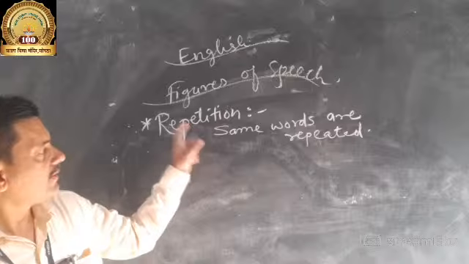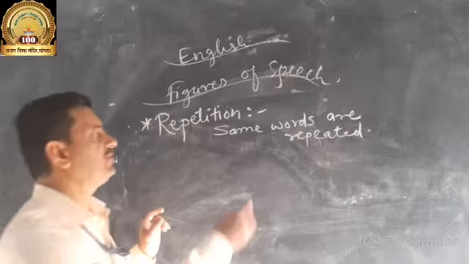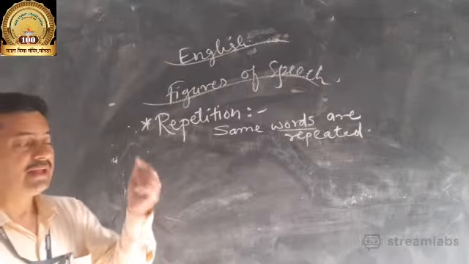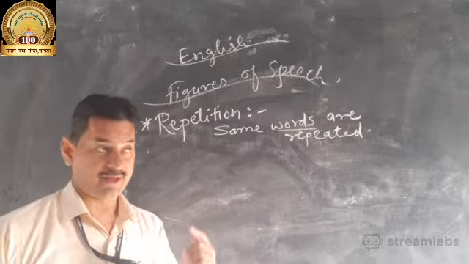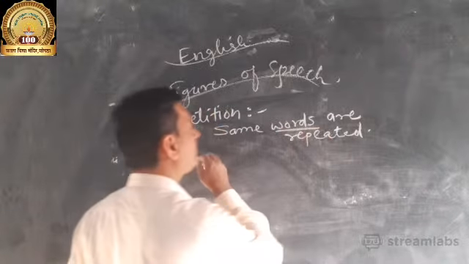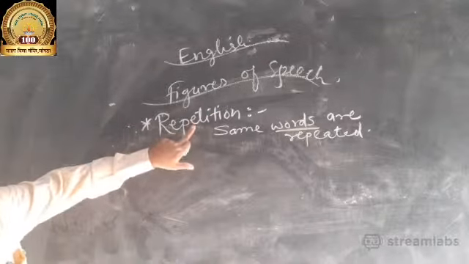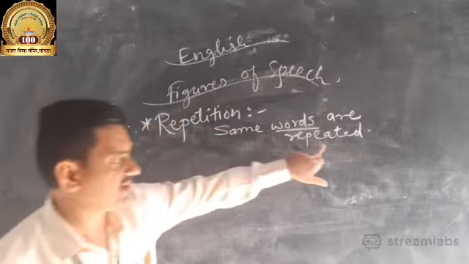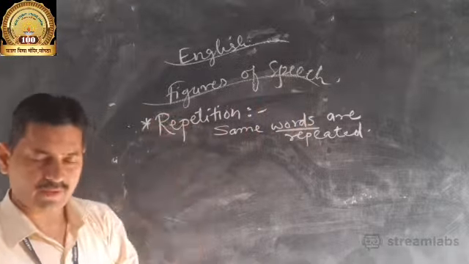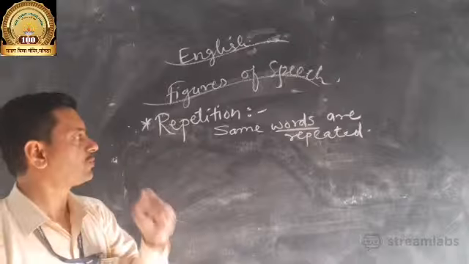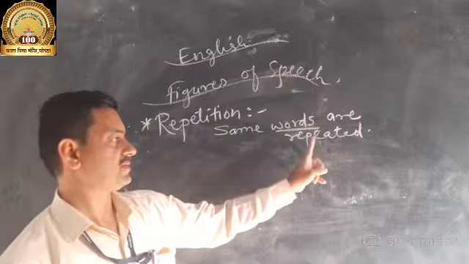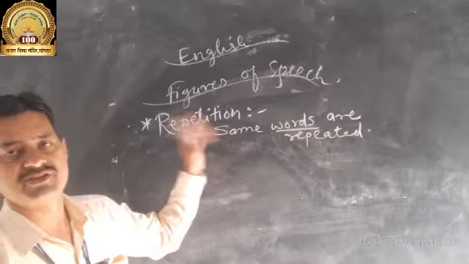How to identify the repetition figure of speech? That is, the same words are repeated here. Previously we understood that a letter is repeated. Now in this one, words are repeated. Therefore it is repetition. See the spelling of repetition. It is also very important, and repeated is a different one. So it is important for all of you to write the proper spelling. Some students may write the wrong spelling of repetition.